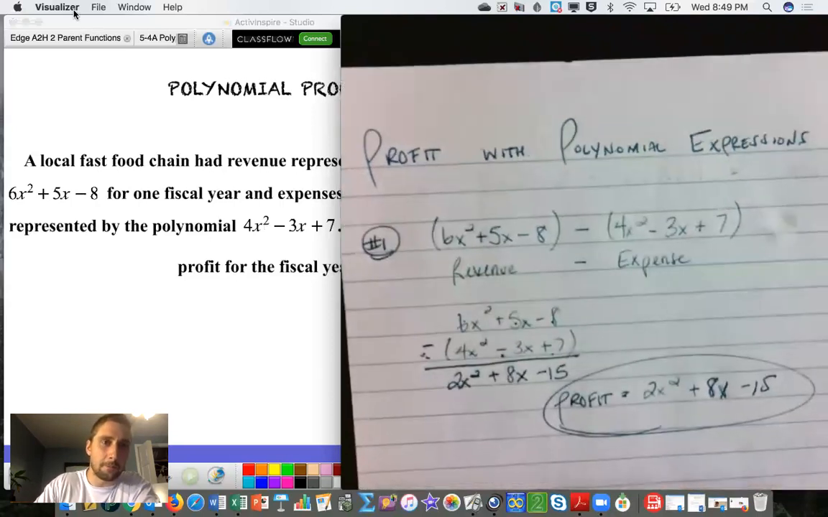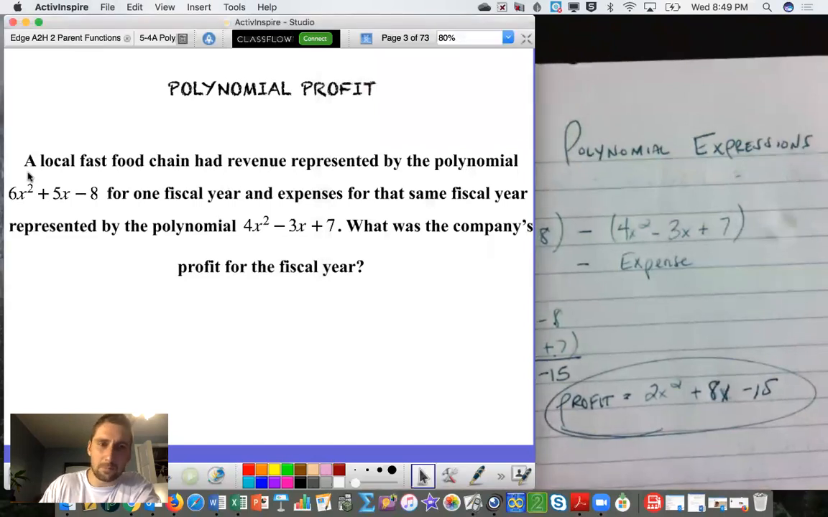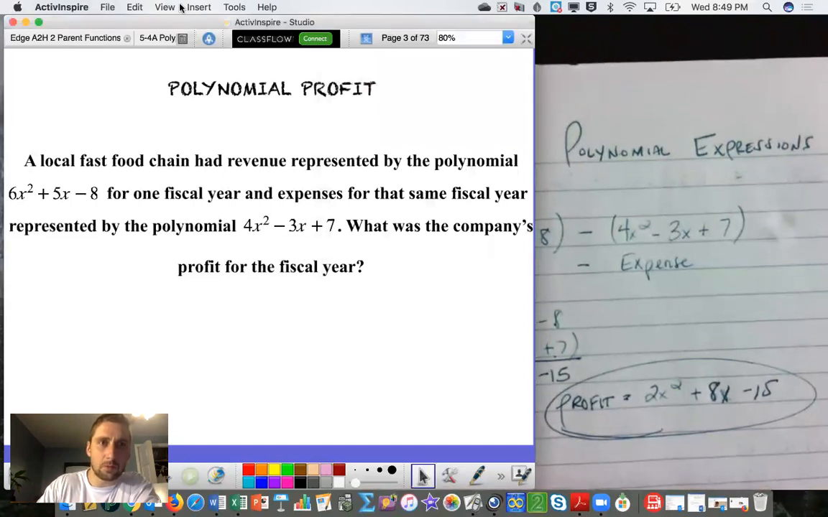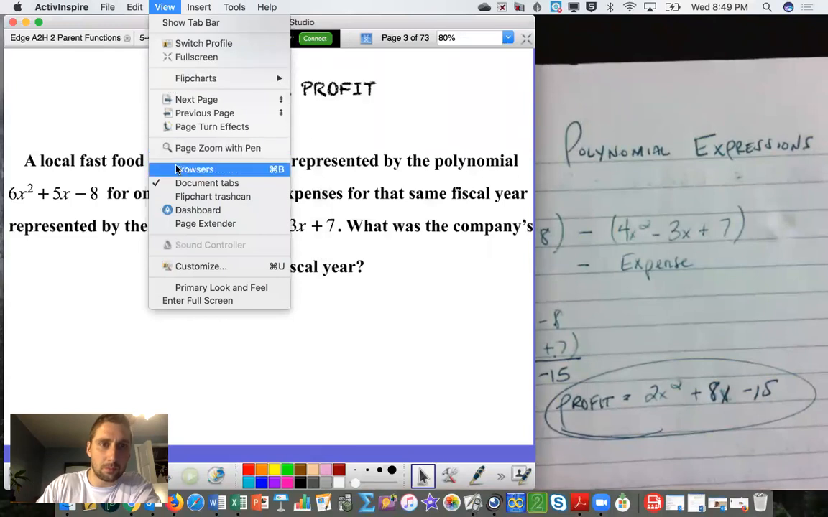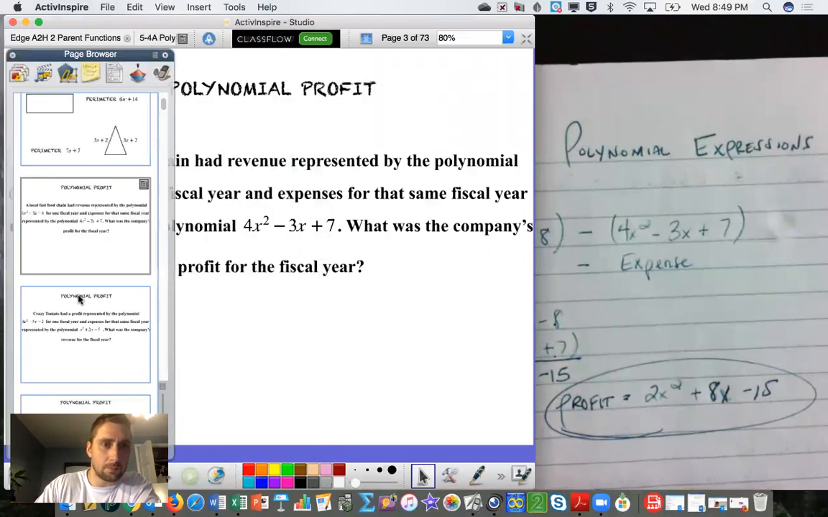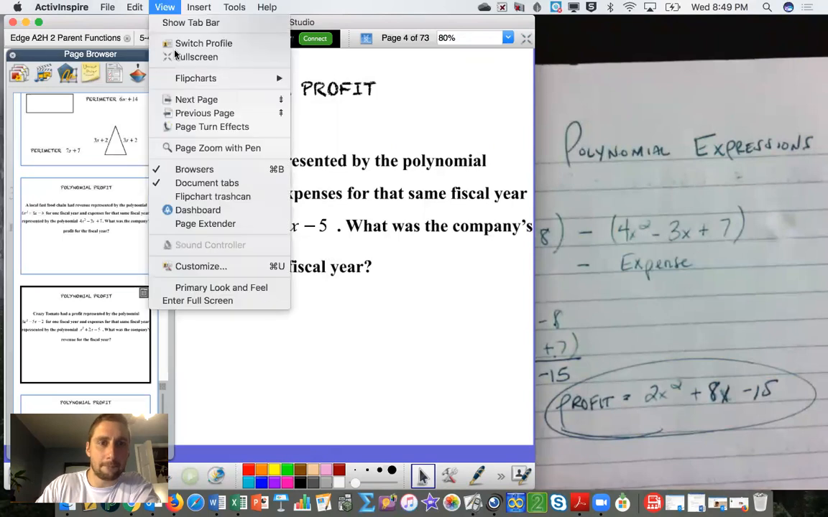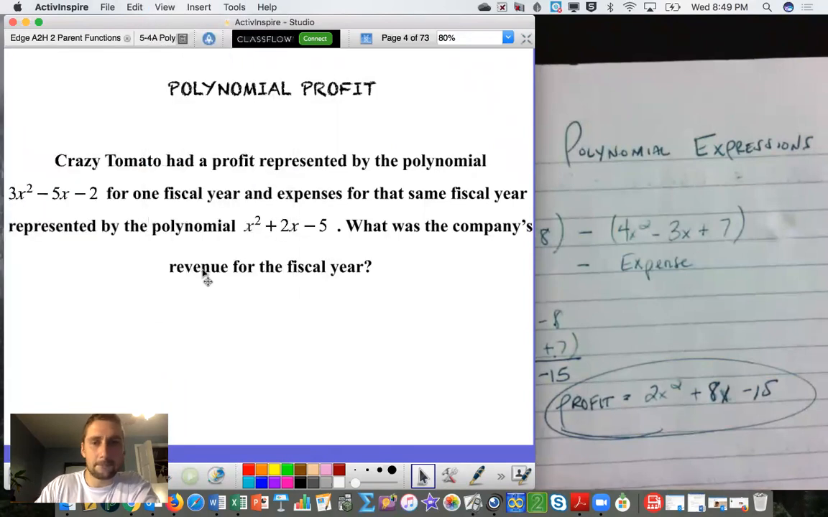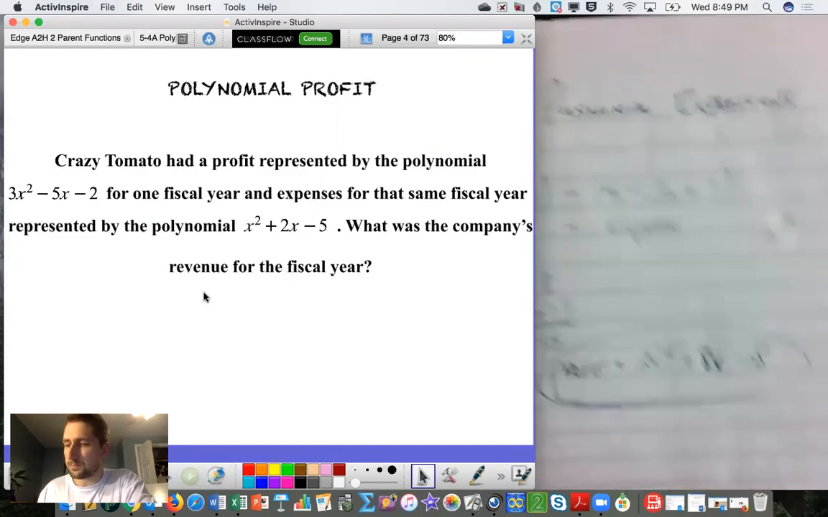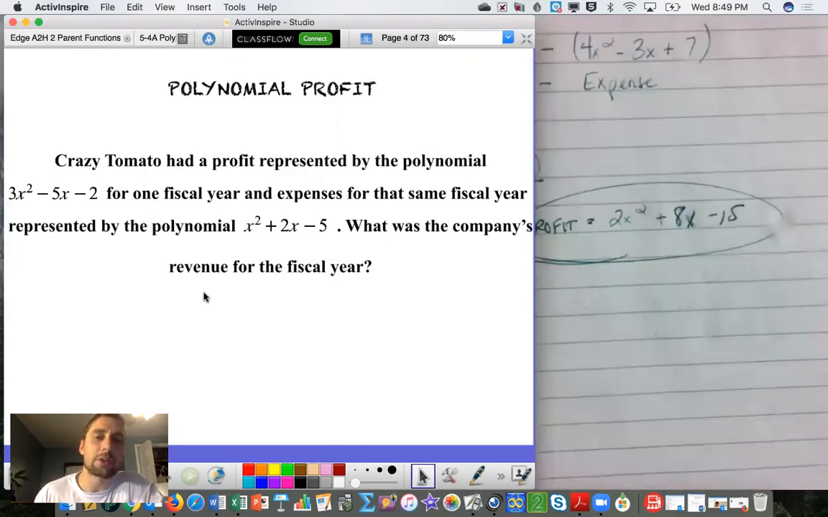Let's look at example 2. The crazy tomato had a profit represented by the polynomial 3x squared minus 5x minus 2 for one fiscal year, and expenses for that same fiscal year represented by the polynomial x squared plus 2x minus 5. What was the company's revenue for the fiscal year?